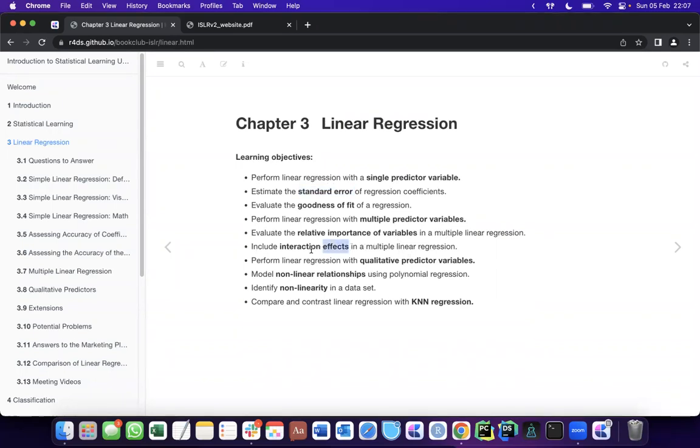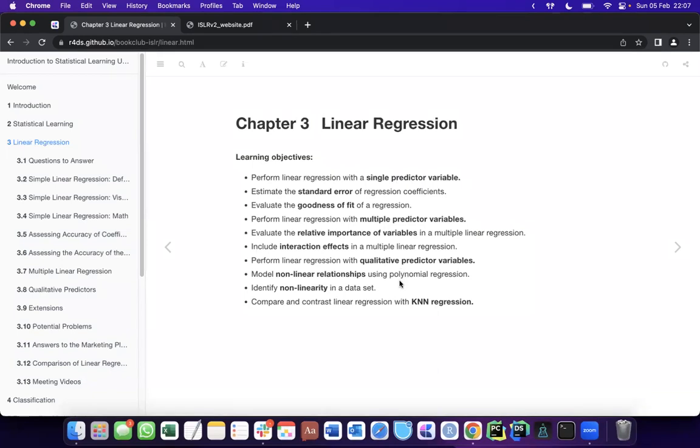And we're going to find out how do we tell how important each variable is in a multiple linear regression. And then we're going to look at different things that we can do with multiple variables, including things like interaction effects. And we're going to look at how we can introduce qualitative variables in a linear regression. And then we're going to look at nonlinear relationships quite quickly, and how would we identify that within a data set? And we're going to compare and contrast that with our k-nearest neighbors algorithms.